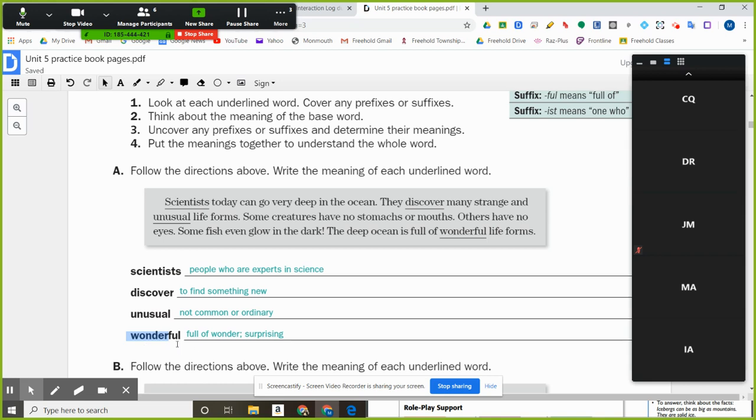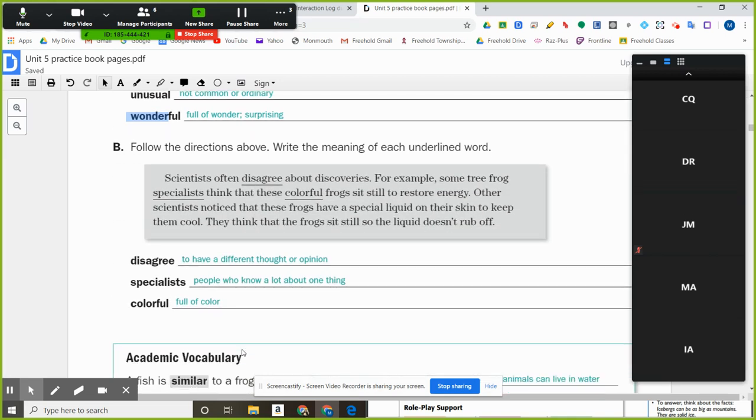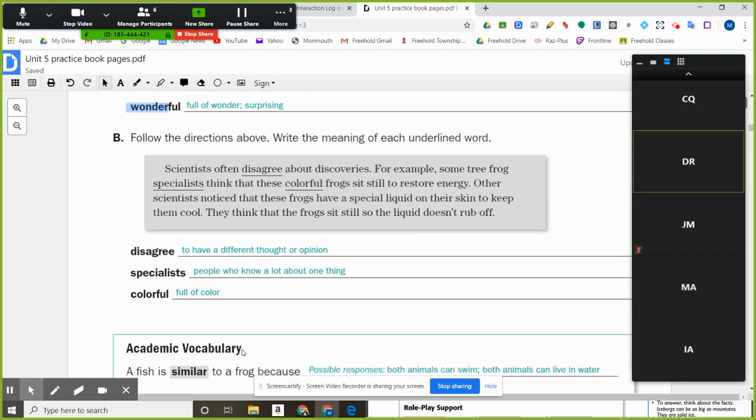So the suffix, Dana, is full. So wonderful means what? Yeah, it's full of wonder, right? Like something great, right? Like right now, that was wonderful, Dana. Great job. All right, we'll do the other one and then we'll move on. All we have to do is watch the movie or the little quick video. It's not a whole movie, it's like a 5-minute video, but it's kind of fun.